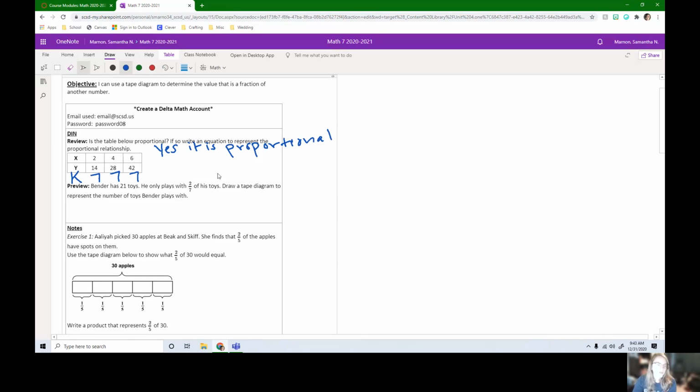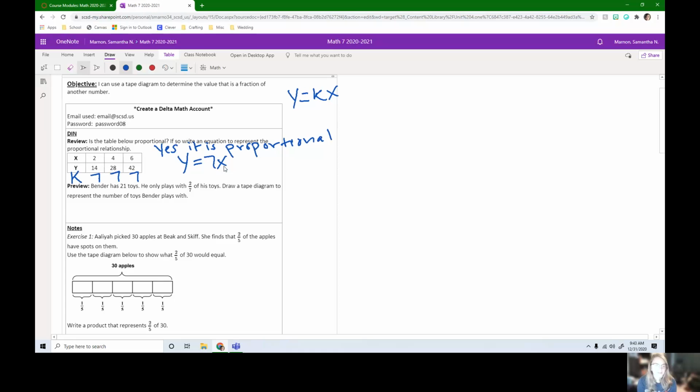If so, write an equation. Normally we write it in the form y equals kx. Our k for this one is 7. So all we need to do is write y equals 7x, and there's our equation.